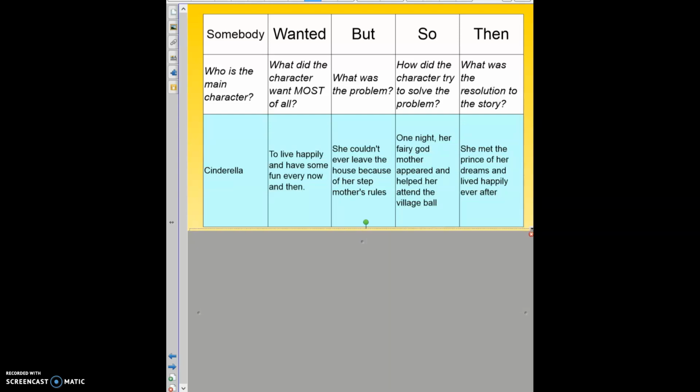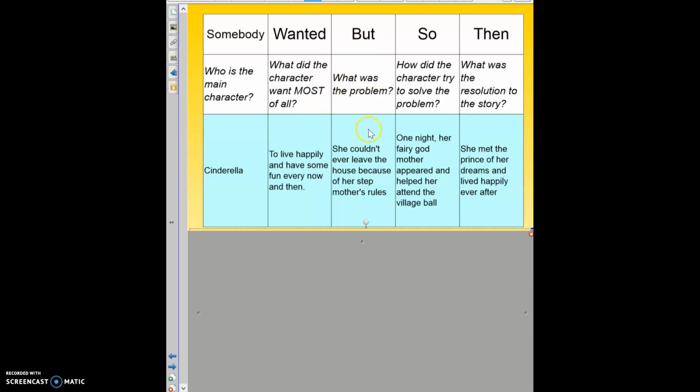Can you tell which story I'm talking about by looking at my graphic organizer? Yep, it's Cinderella, of course. Look at how I've only included the most important details that hold the rest of the story together. Let's read these details together. Our somebody, or our main character, is Cinderella. And what did she want most of all? She wanted to live happily and have some fun every now and then.